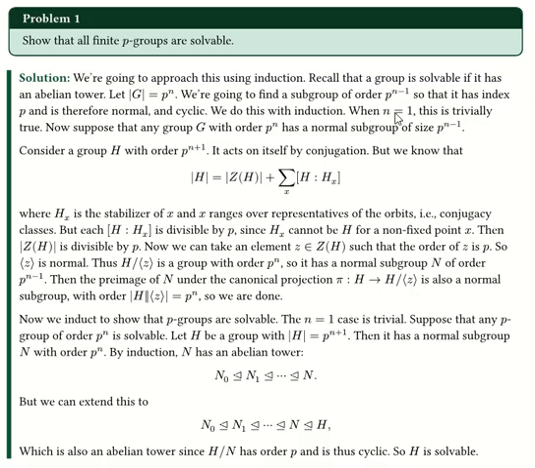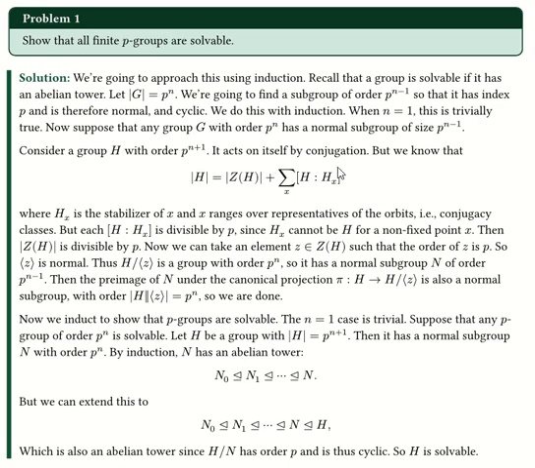When n equals 1, we trivially have what we want. So now suppose that any group G with order p^n has a normal subgroup of size p^(n-1). Now let's induct. Consider a group H with order p^n. It acts on itself by conjugation.